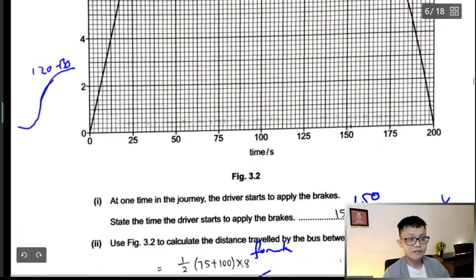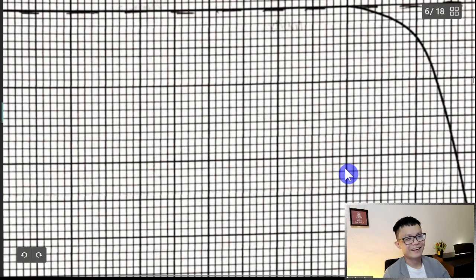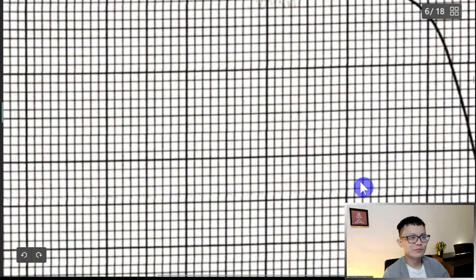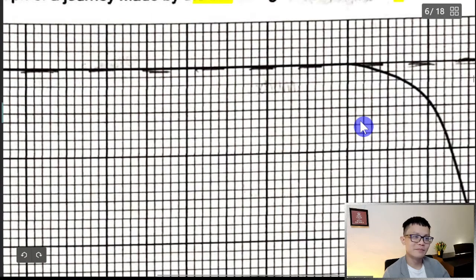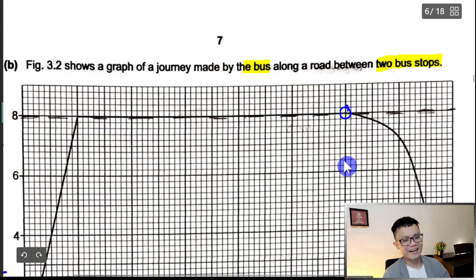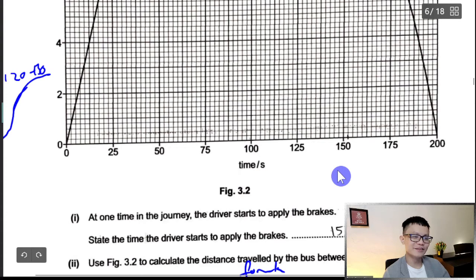Okay, so this one is 150 lah. Maybe why the student put 150, because let's zoom deeper a bit. Actually it's not easy to see, but let's go deeper. So it's 150 here. I don't know lah. I don't think the student will round this question, maybe for you only.